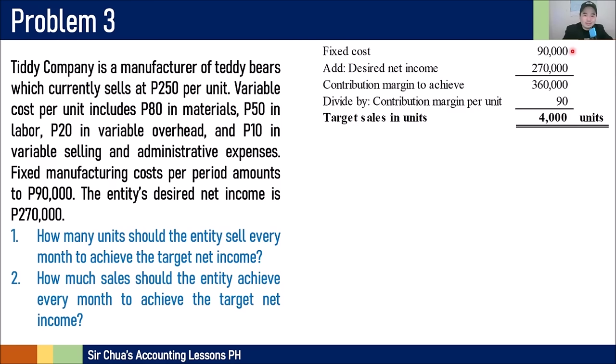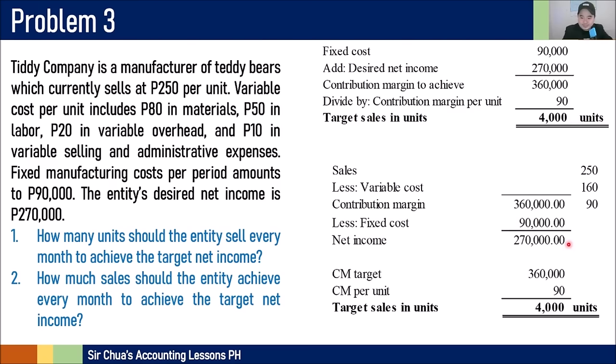So ang dapat mo daw pong ma-achieve na contribution margin is 360,000. Then you divide it by the contribution margin per unit na 90, target sales in units, 4,000 units. Or pwede rin pong gantong paraan. Idadaan mo sa income statement. Kung ang target net income mo ay 270,000 at ang fixed cost mo ay 90, so work back ka. 270 plus 90, 360. Okay? Tapos divide mo dun sa 90, lalabas yung number of units na dapat mong ibenta, 4,000 units. Di ba? Madali lang. Kasi i-add mo lang yung desired net income mo dun sa fixed cost. Tapos di-divide mo lang din uli siya sa CM.